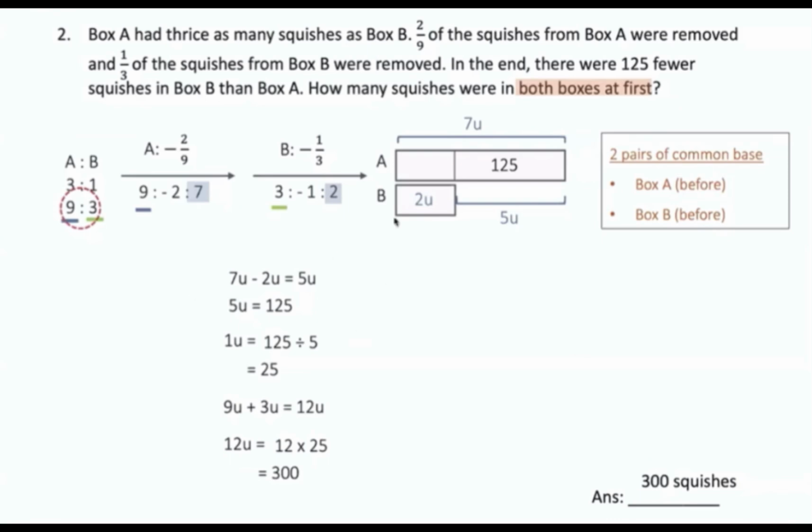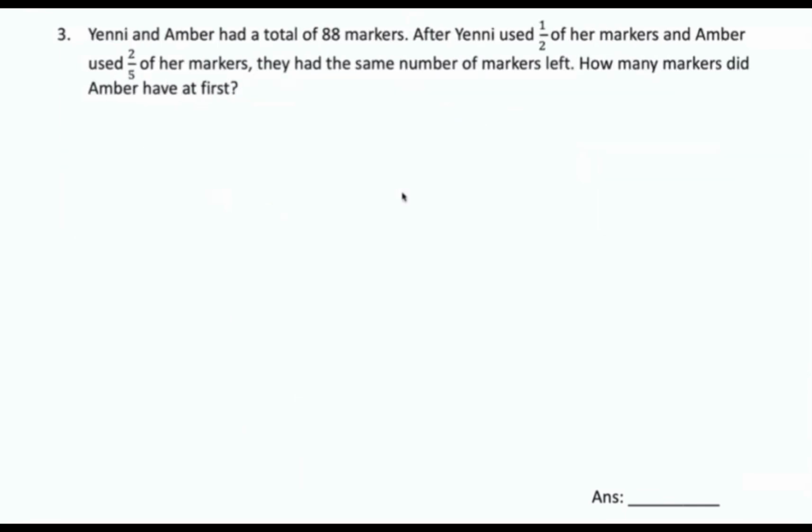So yeah, although there's no marks, it's still necessary to record the data. Okay, Yenny, Amber, so record this. Yenny plus Amber is 88. Now Yenny used half, so that's pretty easy. 2 minus 1 left 1.